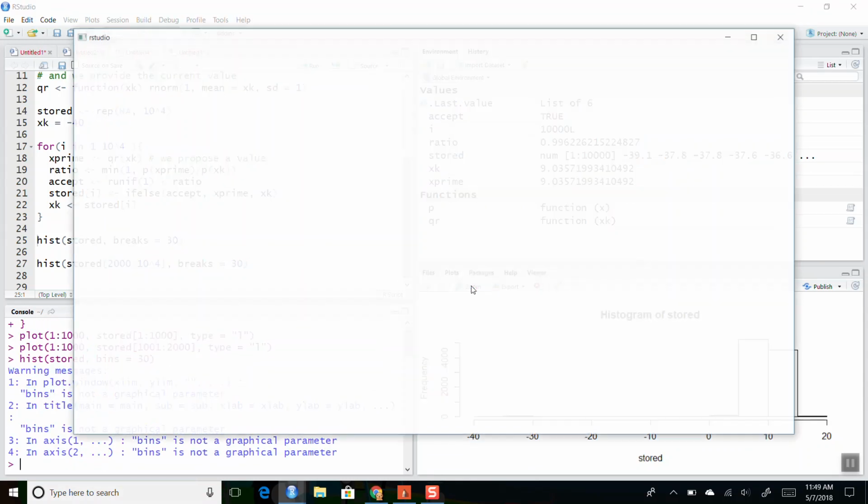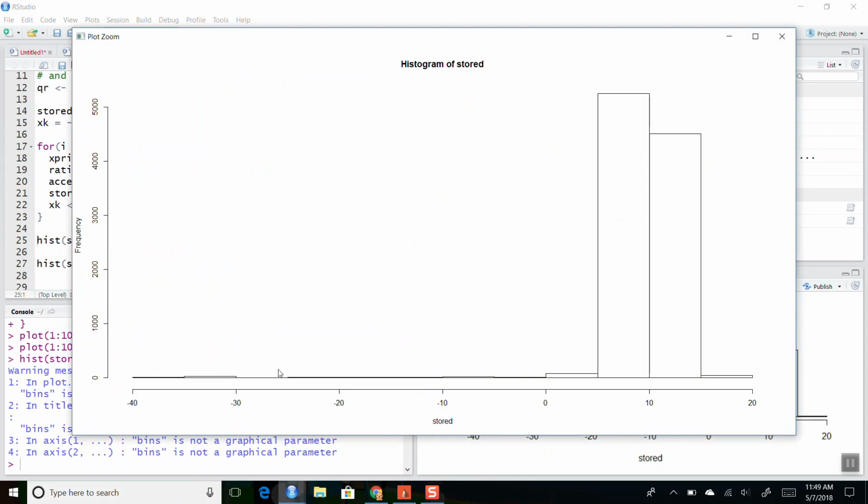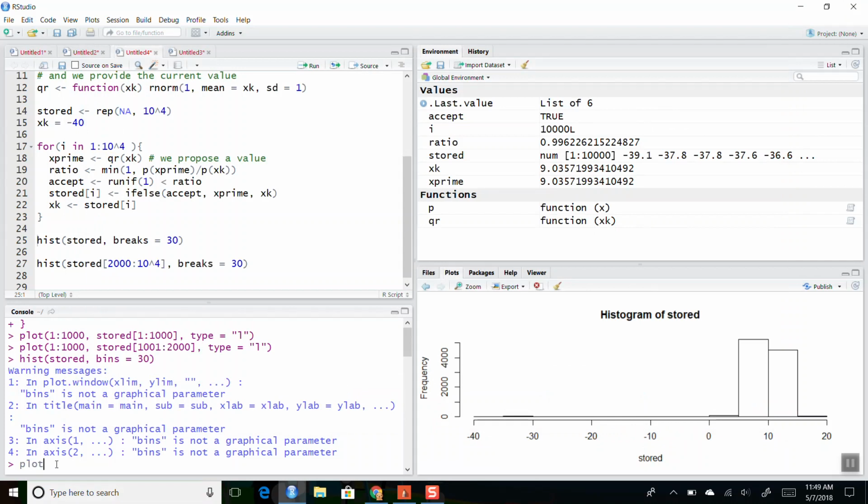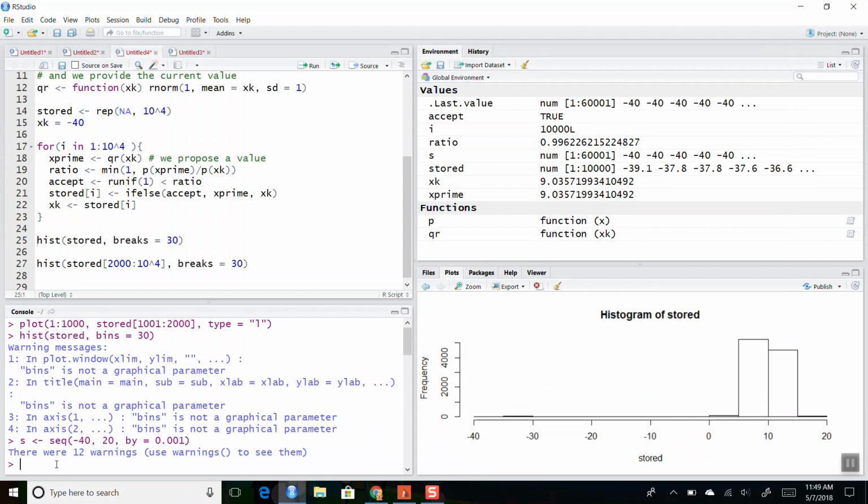Okay, and what we see is if I just take all the stored values, we have this very long left tail, and that's because in the beginning, it spent a lot of time in this region of very low probability. If I were to plot the density, I need to make a sequence S from -40 to 20. Well, I don't know. Okay, well anyway.